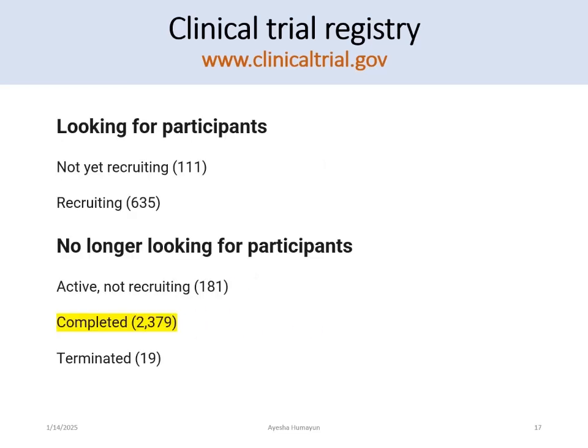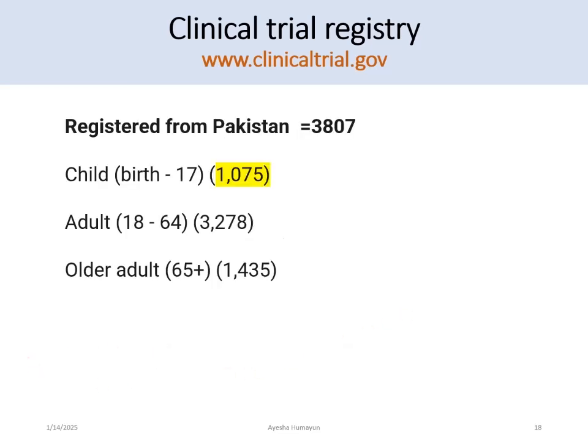Now, looking at recruitment status, almost 111 are not yet recruiting, while 635 are recruiting. 2,379 are completed trials, and 19 trials were terminated. Looking into the age group, out of 3,807, 1,075 trials were on children, birth to 17 years, while the older or geriatric population was taken in almost 1,400 trials.